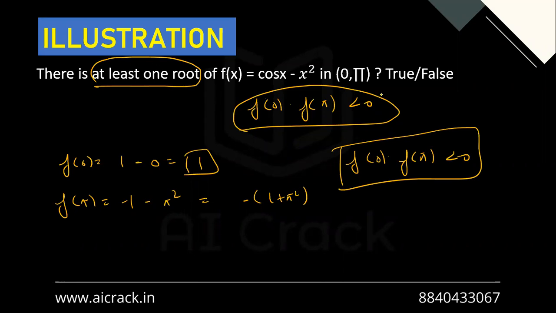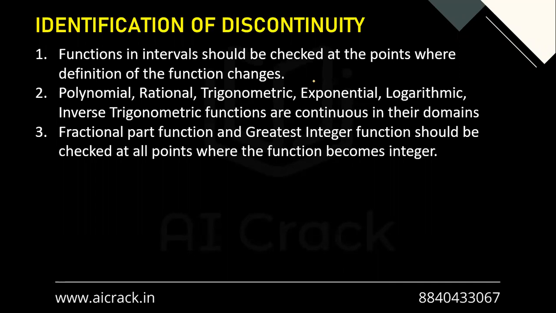Now the important point is, after learning all these concepts, how should one judge on which points we have to check for discontinuity or continuity, right? So we should have one framework so that we can get to know the points on which we have to check the function's continuity or discontinuity. So let's have that framework. The first one is: functions in an interval should be checked at points where the definition of the function changes.